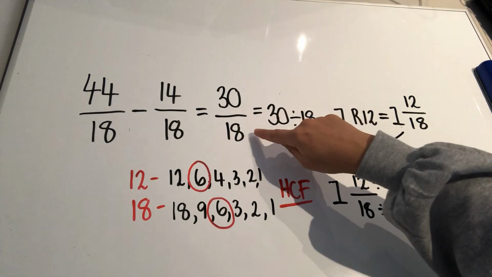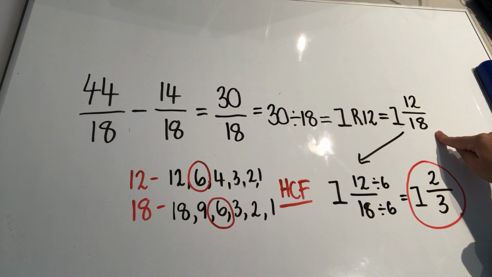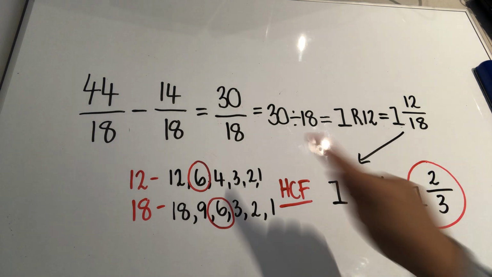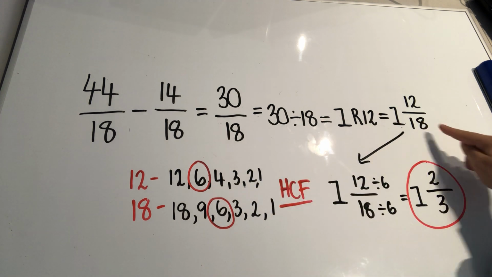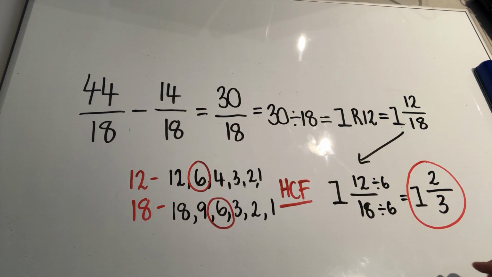So 30 over 18 and 1 and 12/18 are still correct, but our focus today is to make sure that we're converting it from an improper fraction to a mixed number and then into its simplest form. So there are a few extra steps. Good luck, guys.